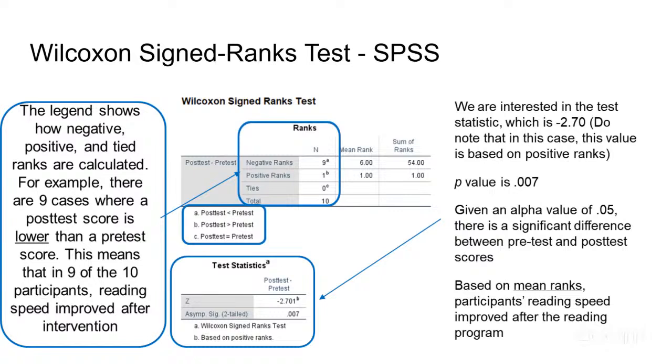We are interested in the test statistics, which is 2.70. Do note that in this case, the value is based on positive rank. P-value is 0.007. Given an alpha value of 0.05, it is a significant difference between pre-test and post-test score. Based on the mean ranks, participants' reading speed improved after the reading program. That means the reading program has an effect on the reading behavior. Okay, thank you. Next.